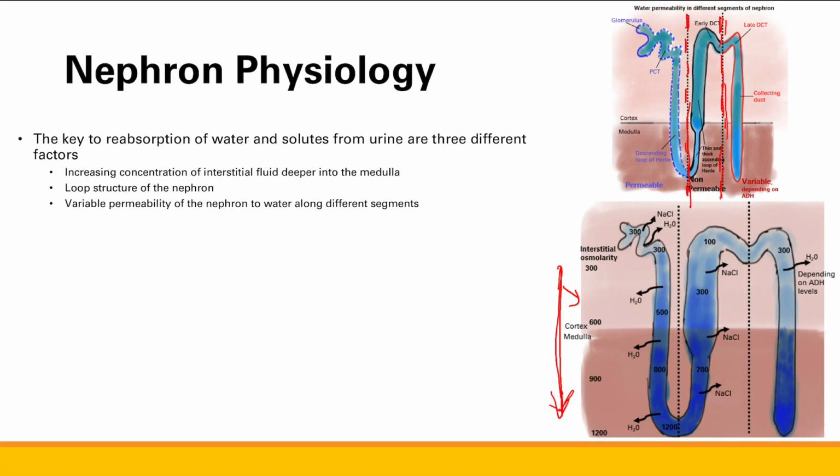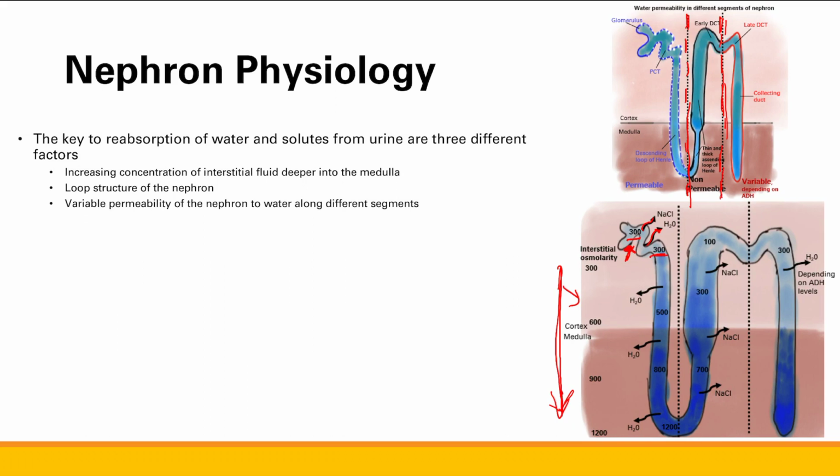Okay, so let's see how water and different solutes move. First, in the proximal convoluted tubule, you have an isoosmolar reabsorption of both water and sodium. So sodium goes out, water goes out, and because they go out in the same proportion, there is no osmolarity change. You can see osmolarity inside the tube is 300, and it's still 300 as you go further down.